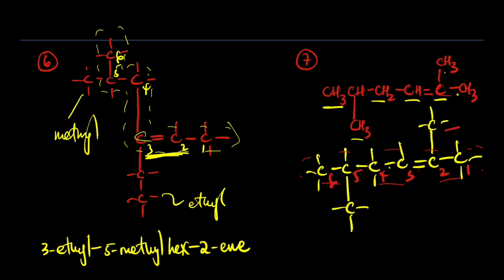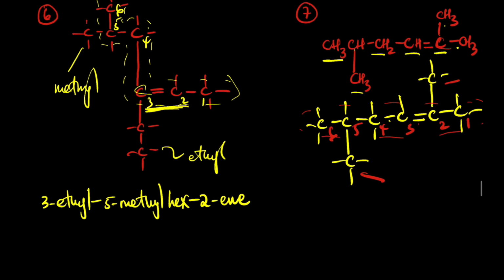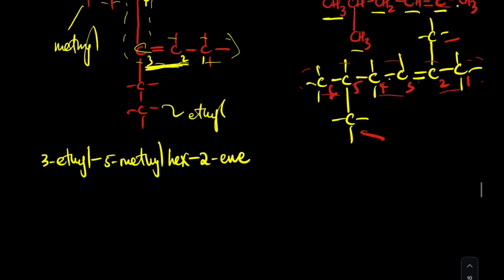So we have two branches, methyl and methyl. We have to state the two branches first. It's at 2 and 5, right? This one is at 2, and this one is at 5. So it's going to be 2,5-dimethyl, and then hex, and then where's the double bond? It's between 2 and 3. So it's going to be 2-ene, like that: 2,5-dimethylhex-2-ene.